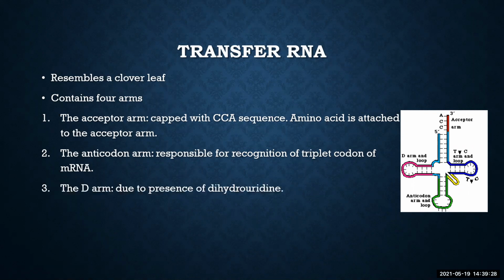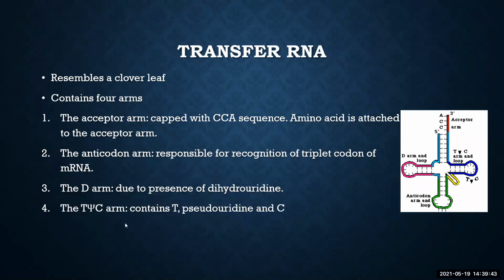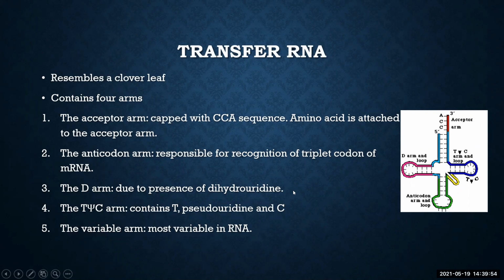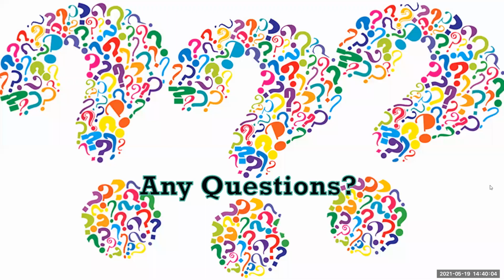Then there is a D arm. Now this is named because of a nucleotide called dihydrouridine, but functionally it's not very clear what it does. Then there is the T5C arm, named because of a sequence of T, pseudouridine and C. Again, functionally not very significant. And a variable arm, that is the most variable in RNA, so it keeps on changing. Variable means it has the capacity to change. So it keeps on changing. So this is the structure of transfer RNA.